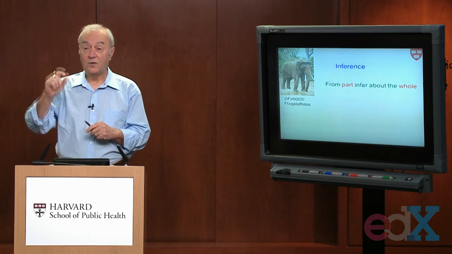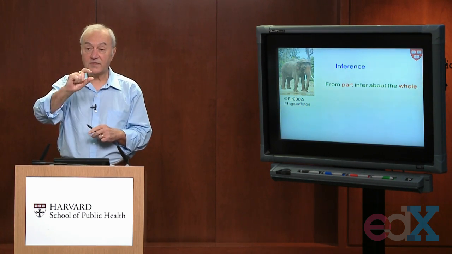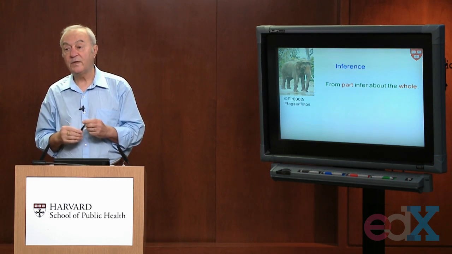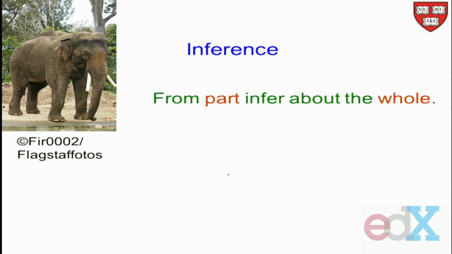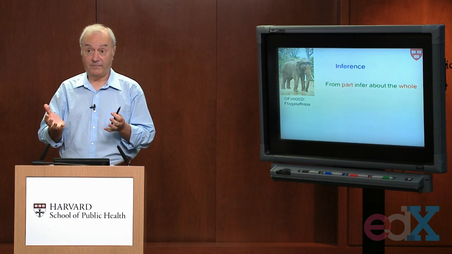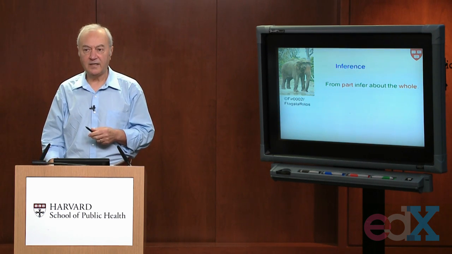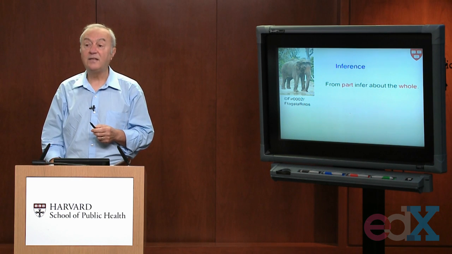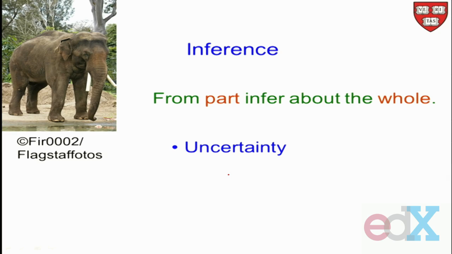So, we've looked at the population, we've looked at the sample, and now let's look at inference. So inference is from the sample, we want to infer about the whole. That's the inference. That's the magic. And we want to do it in a principled way. And so we have to deal with the uncertainty. We have to deal with uncertainty because we only see a small picture of the whole population.